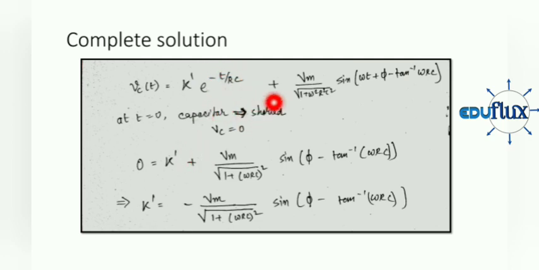So k dash plus Vm by root of 1 plus omega square R square C square, sine of, see, t is equal to 0, so omega t will be 0, sine of phi minus tan inverse of omega RC. So k dash will be minus Vm by root of 1 plus omega RC whole square inside, and sine of phi minus tan inverse of omega RC. So that is the value of k dash.